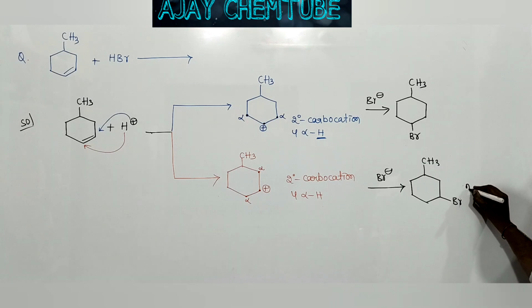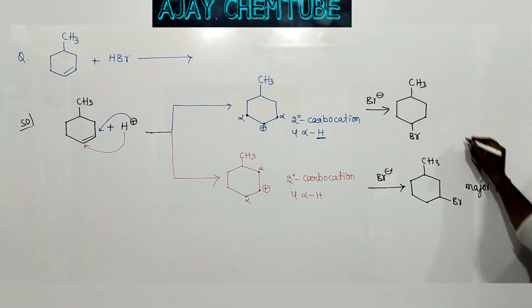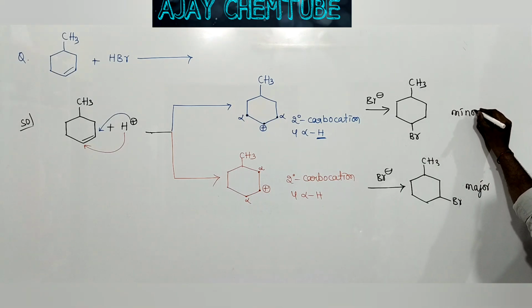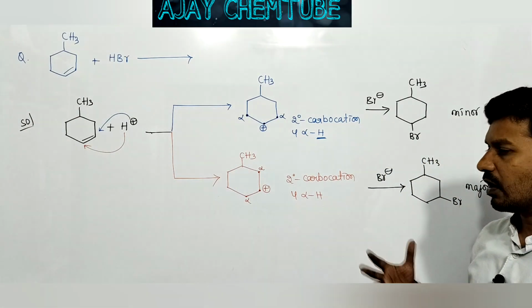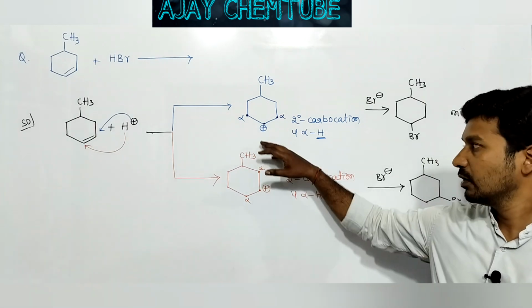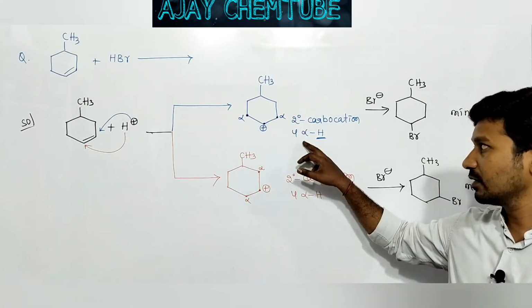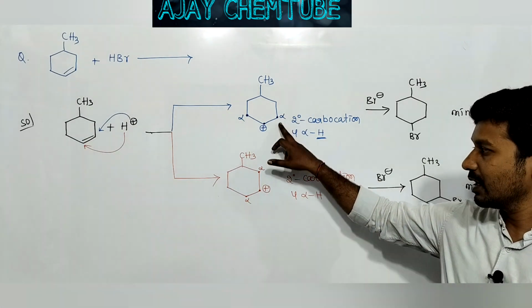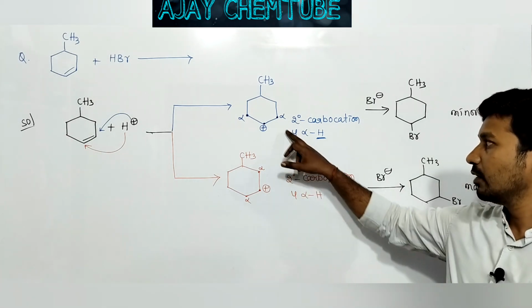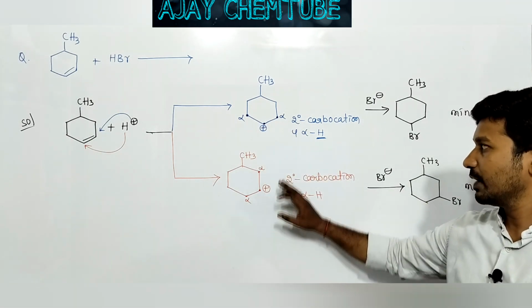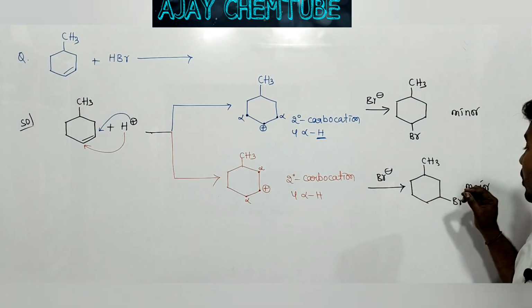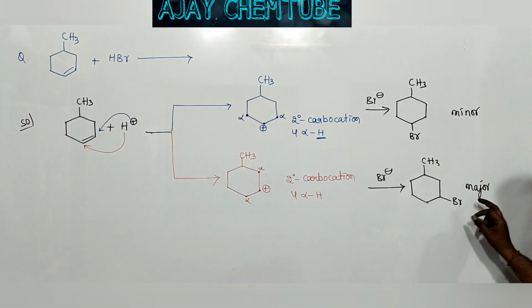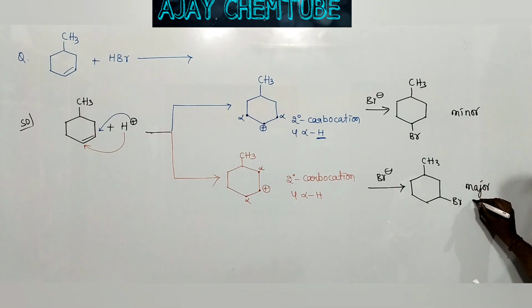Now what I am saying: this is the major product, this is the minor product. So what is the major product? Major product is always formed on the basis of stability of carbocation. Here both carbocations are the same. Secondary carbocation, both the same. 4 alpha hydrogens, that means hyperconjugation also gives the same stability to these. Now, how can I say this is the major product?